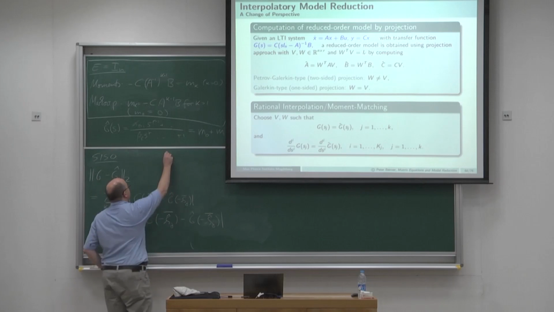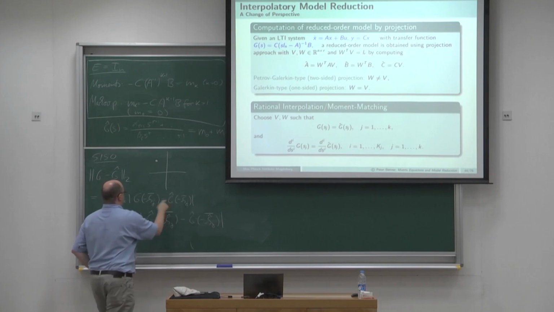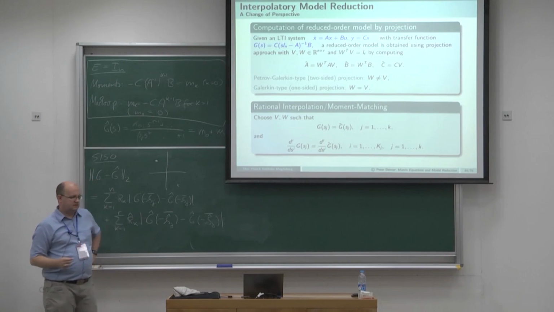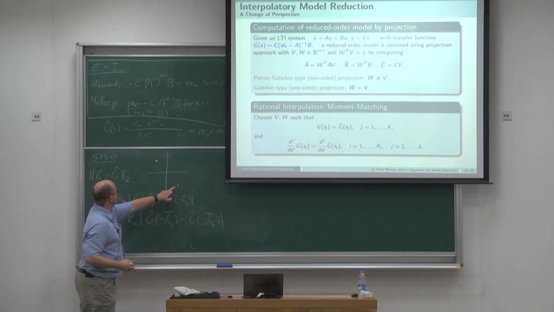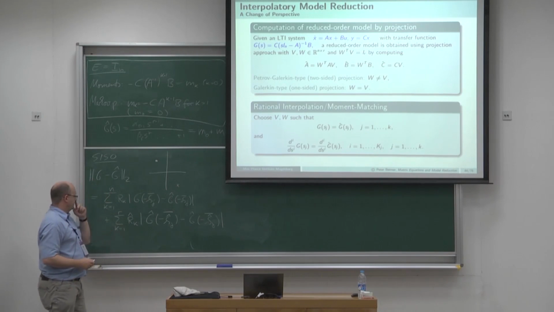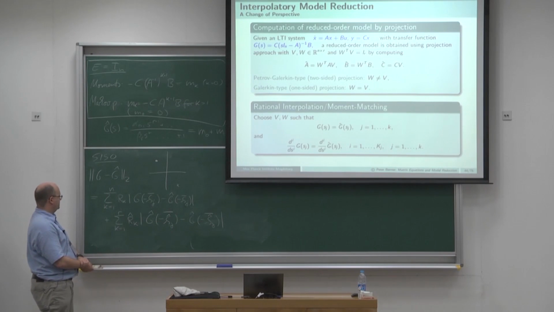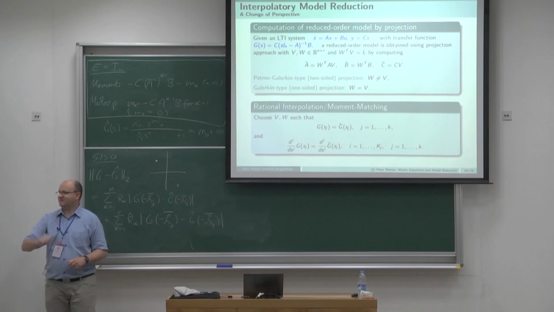So if you have a pole, say, here, this expression evaluates the transfer functions here. And the same for the reduced order model. Should it be G instead of G hat in the second one? Oh yes, thank you.